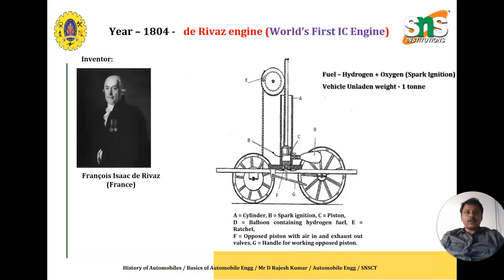In 1804, the world's first internal combustion engine was discovered by the French scientist Francois Isaac de Rivaz. His engine is called the de Rivaz engine, which is the world's first IC engine. It is hydrogen powered, combined with oxygen, and it is a spark ignited engine. Its vehicle weight is about 1000 kilograms. You can see the basic structure of this vehicle.